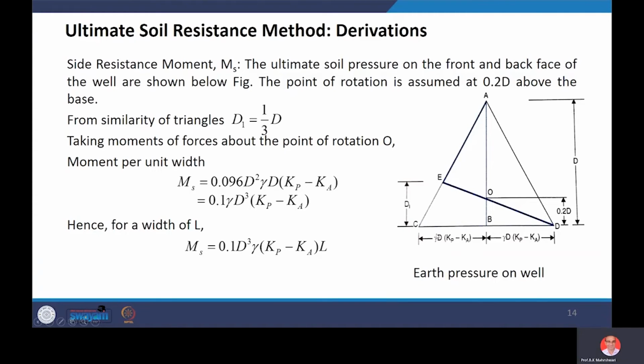From similarity of triangles, D1 will be 1/3 of the total D, because this D1 will be 1/3 of D. That means it will be at the centroid of this. Now taking moments of forces about the point of rotation O, the moment per unit width is calculated from this relation, which is 0.096, roughly 0.1 gamma D cube (Kp minus Ka). This is for a unit width. For a width of L, the moment can be calculated from this relation.